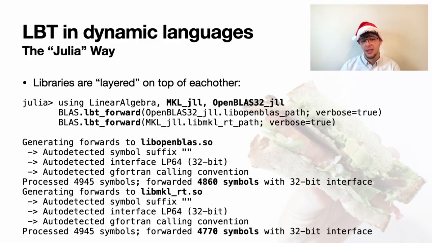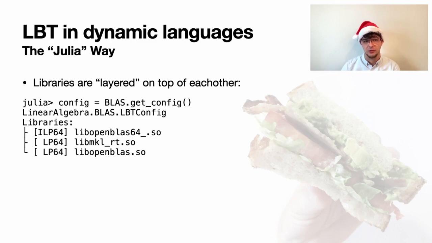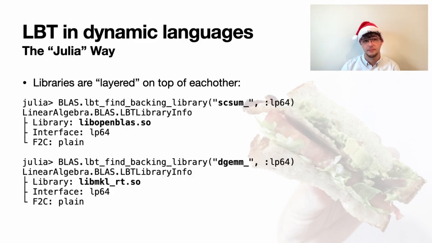Additionally, notice that libmkl is only forwarding, say, about 100 fewer symbols than libopenblas. This is because some of the symbols don't actually exist inside of libmkl like they do in libopenblas. We'll see an example of this right here. When we take a look at the config, we see that all three have been loaded, and MKL and OpenBLAS are indeed listed as 32-bit instead of 64-bit.